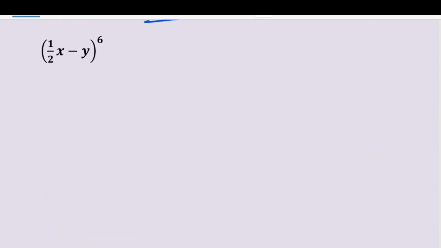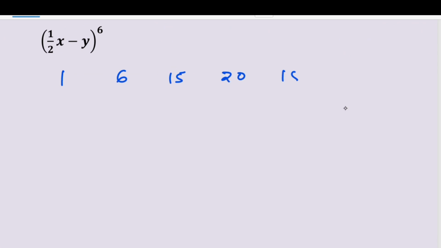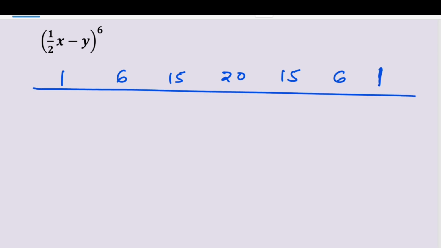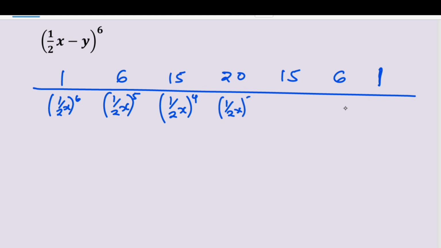We're having a half x minus y raised to power 6. So the coefficients are 1, 6, 15, 20, 15, 6, 1. These are the coefficients. And then we now write, starting with a half x raised to power 6, a half x raised to power 5, a half x raised to power 4, a half x raised to power 3, a half x raised to power 2, a half x raised to power 1, and then a half x raised to power 0.